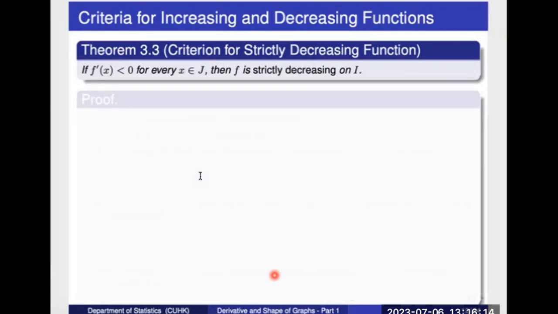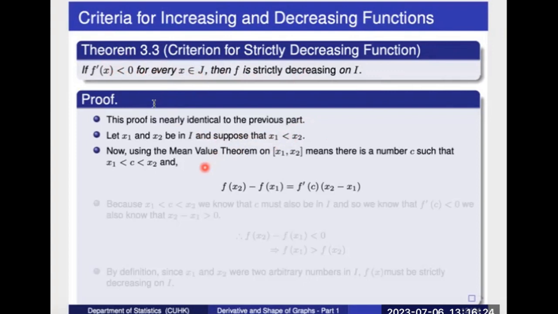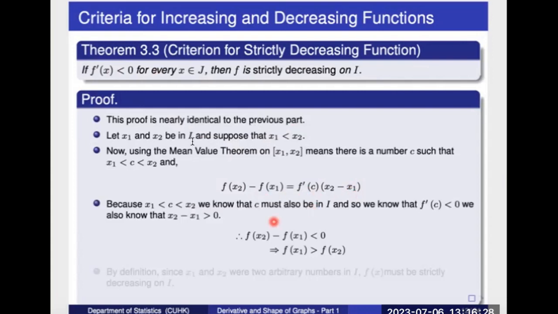Now, observe the next theorem on the screen. If f prime of x is less than 0 for every x in the interval j, then f is strictly decreasing on the interval I. The proof of this theorem is reminiscent of the previous one, albeit with a slight twist. We utilize the fact that f prime of c is less than 0 and x sub 2 minus x sub 1 is greater than 0 to infer that f of x sub 2 minus f of x sub 1 is less than 0, indicating that f of x sub 1 is greater than f of x sub 2.